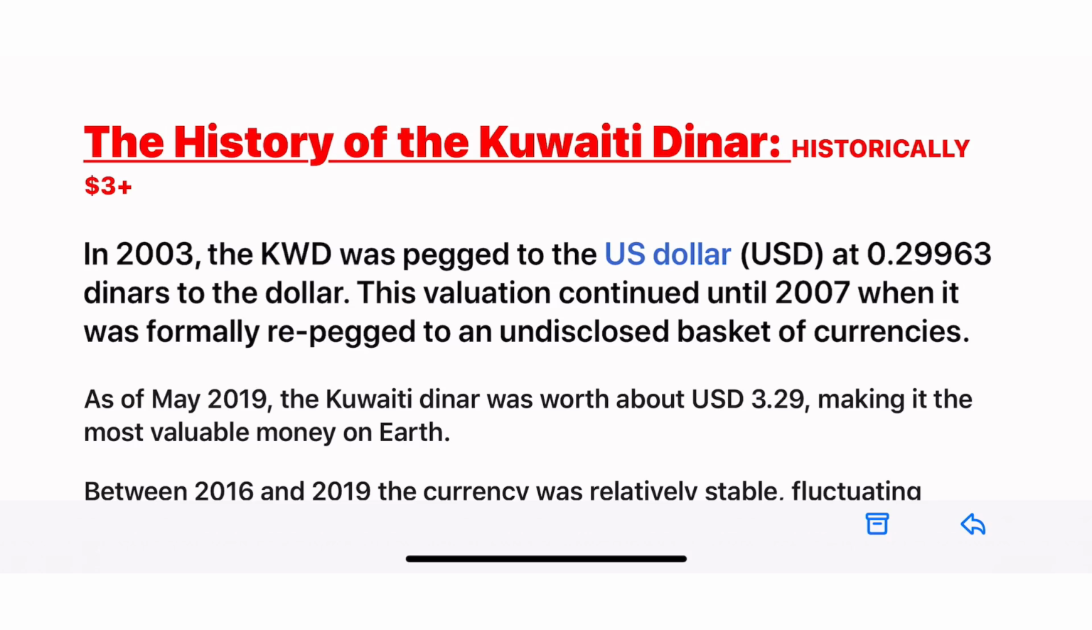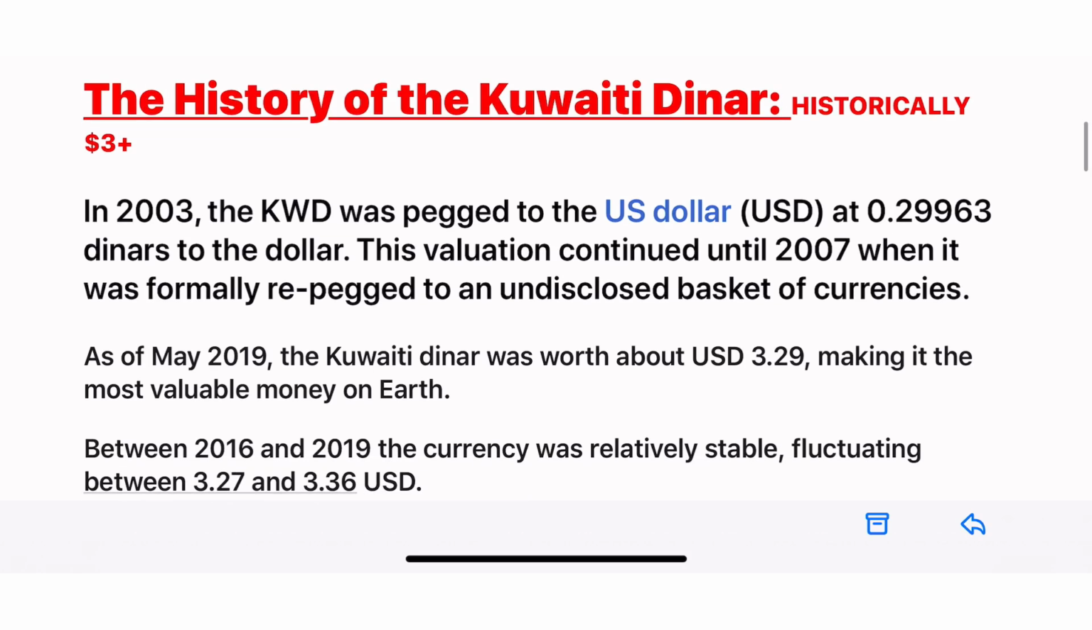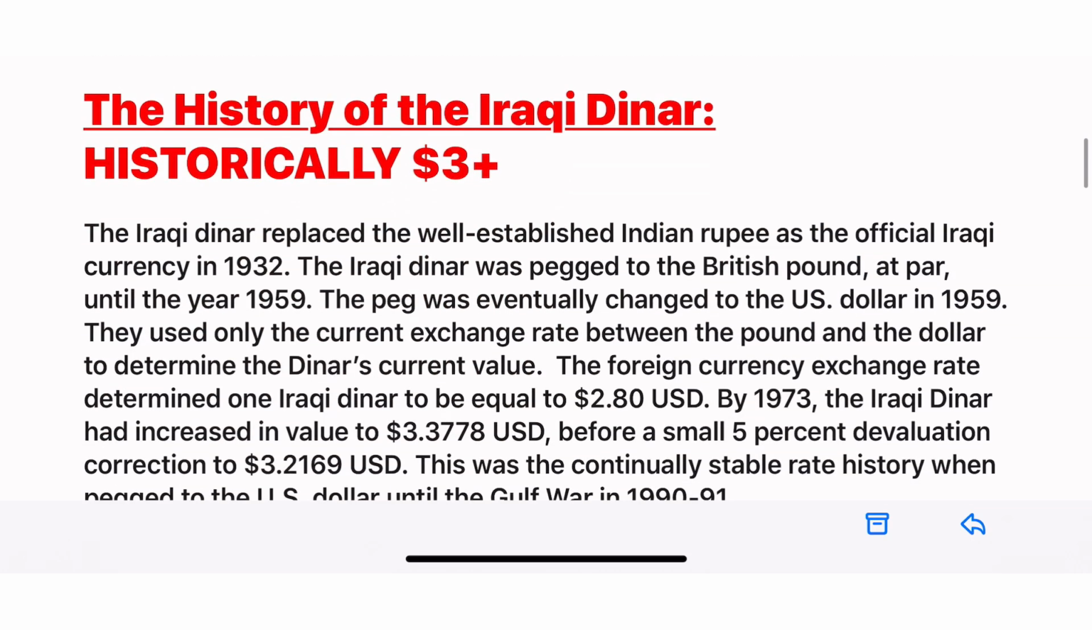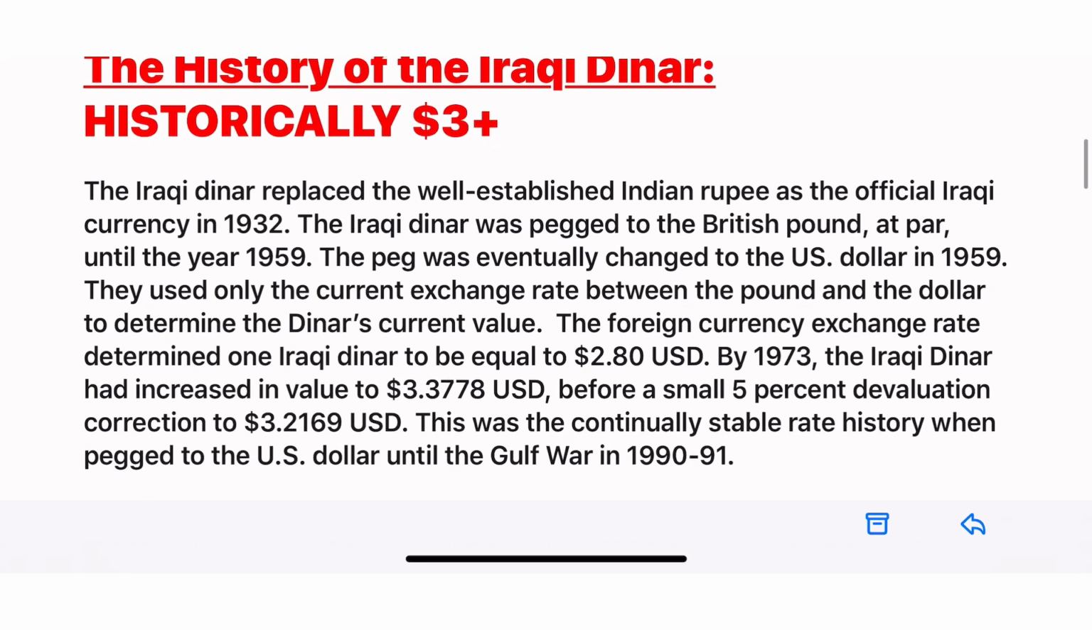Here's the history of the Kuwaiti dinar. Historically, it's maintained a 3+ value, guys. It's that simple. Let's look at the historical value of the Iraq dinar. The Iraq dinar has maintained values going far back as 1973, near the bottom half of the article. Around 1973, it shifted from 2+ to 3+ in the 1970s. That's a very high value for those eras.